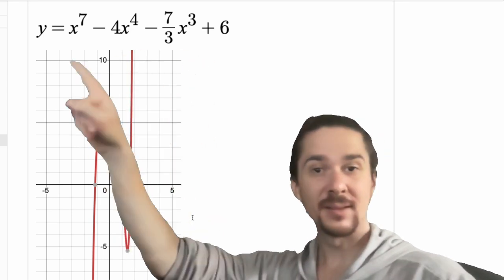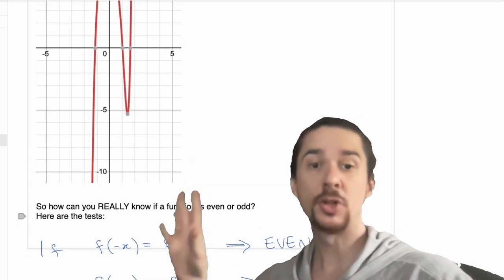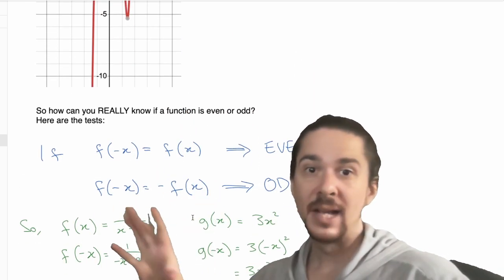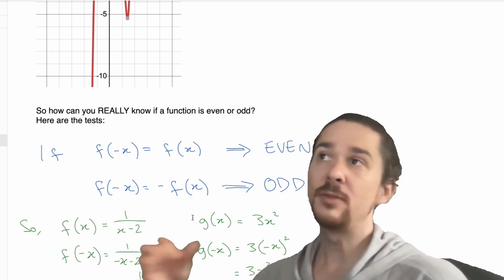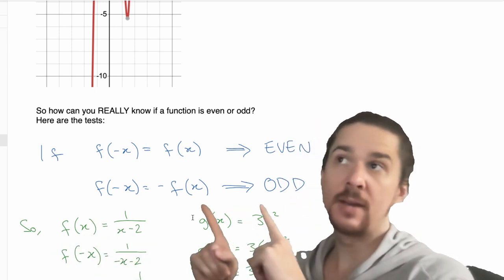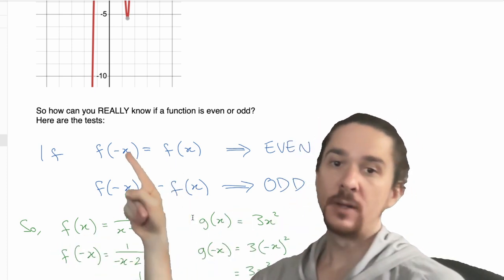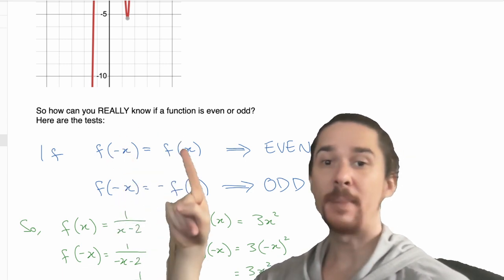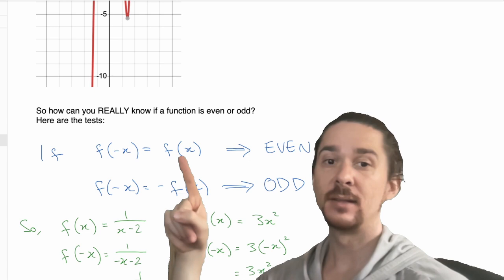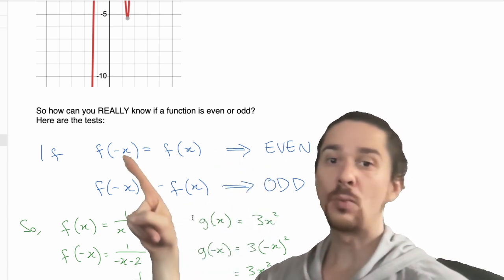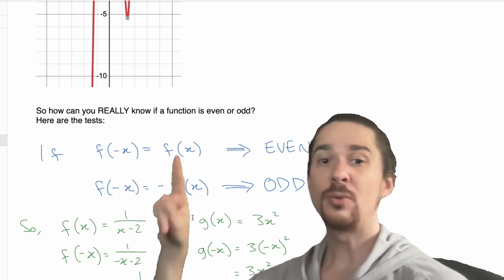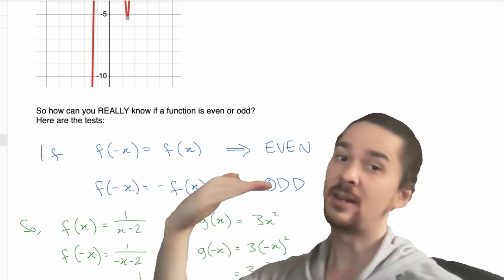Powers are a mix of even and odd, but that's just for polynomials. So if a function's not a polynomial, how can you really know if it's even or odd? Here are the definitions. If you take your function and you put in a negative x, and you simplify it and you get back to the original f of x, that means it's even. That means that whatever's happening on the negative x half of the plane is equal to what's happening on the positive x half of the plane.